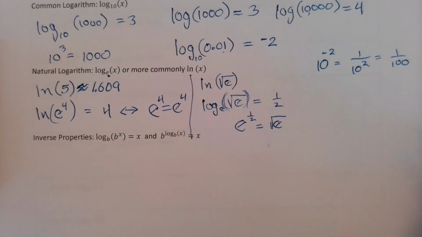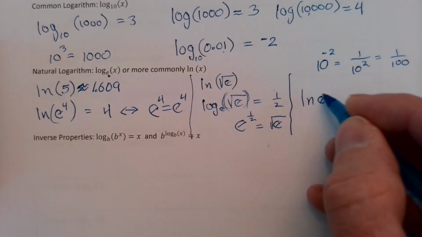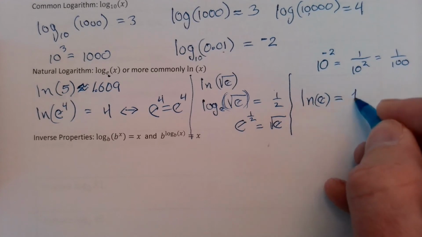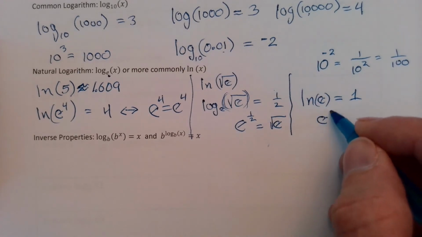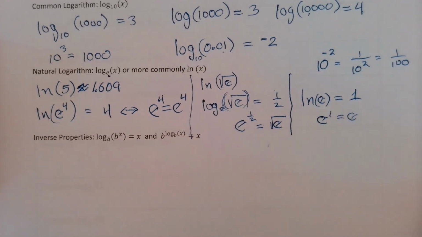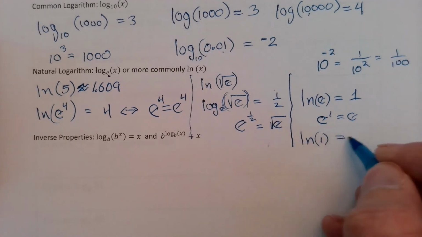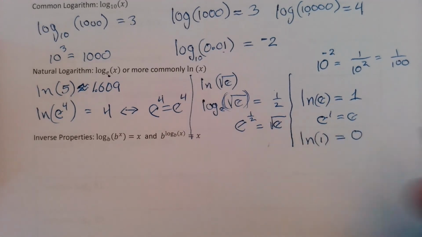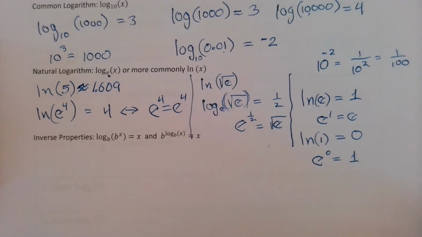One more that you really ought to know is that the natural log of e is just 1. Because e to the first is e. And you need to know natural log of 1 is 0. Because e to the 0 power makes 1. So memorize some of those fun facts. They will help you out.